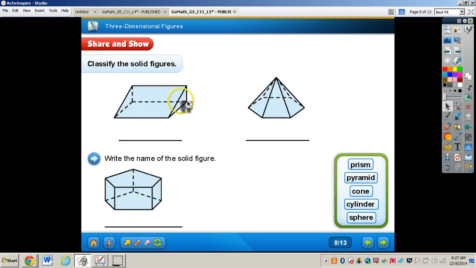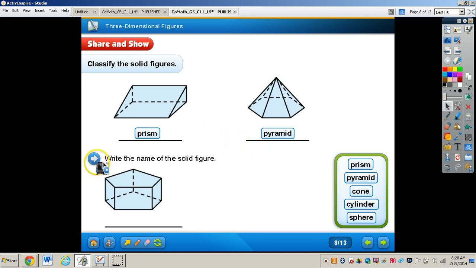Okay, so for the first two here, we're going to classify the solid figure. So it's going to either be a prism, pyramid, cone, cylinder, or sphere. For the first one, we know that this is a prism. We have congruent bases here. And then the next one we can see that it is a pyramid. When you think about the definition of a prism and a pyramid, both of these fall right into this.